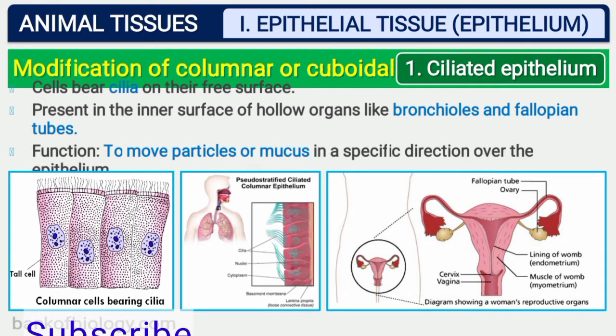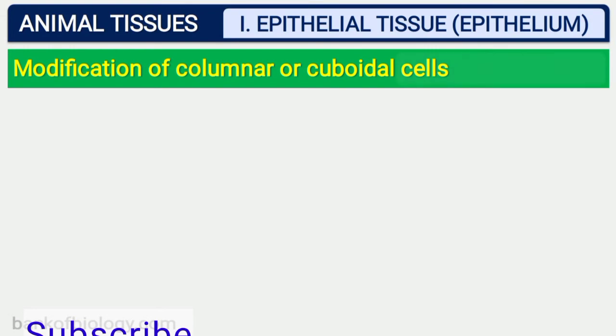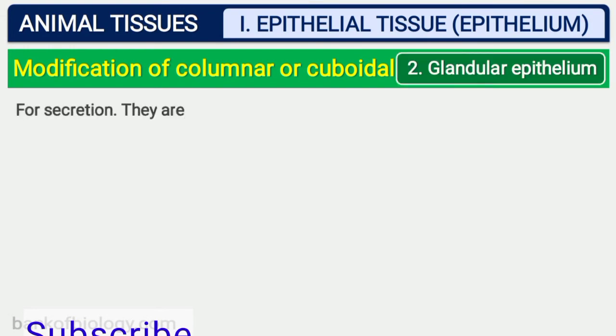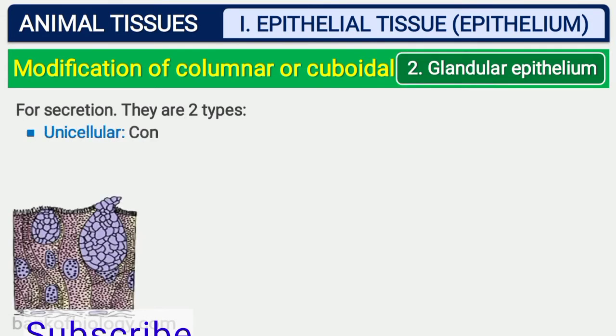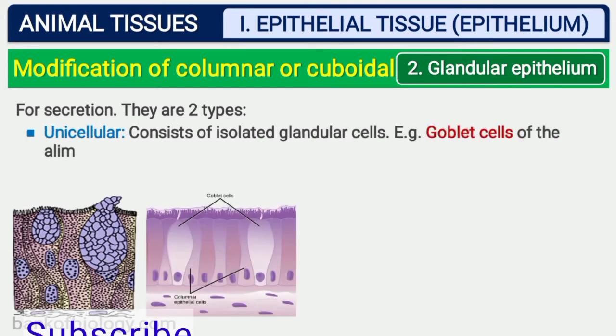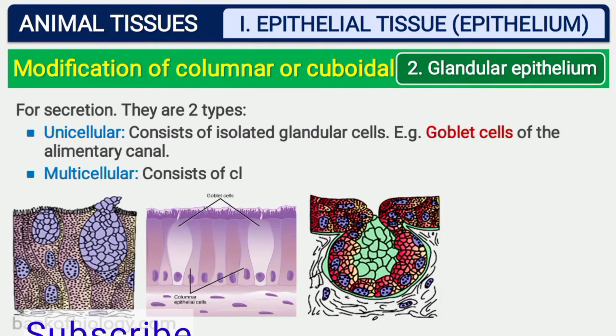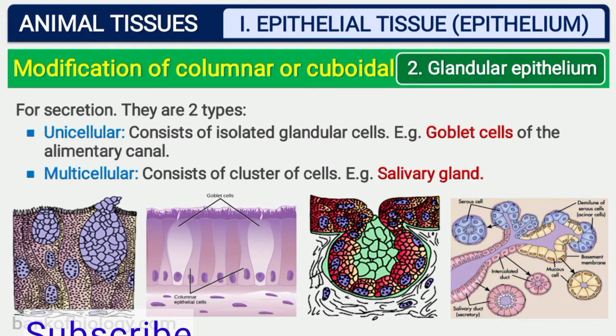To move particles or mucus in a specific direction over the epithelium, means to say movement of material is helped by the cilia. Cilia beat like a flickering flame, so they help to move material in and out. Second is glandular epithelium. For secretion there are two types. First is unicellular, which consists of isolated glandular cells like goblet cells of the alimentary canal. Second is multicellular, which consists of a cluster of cells, just like grapes, like the salivary gland. You can see it in the diagram also.